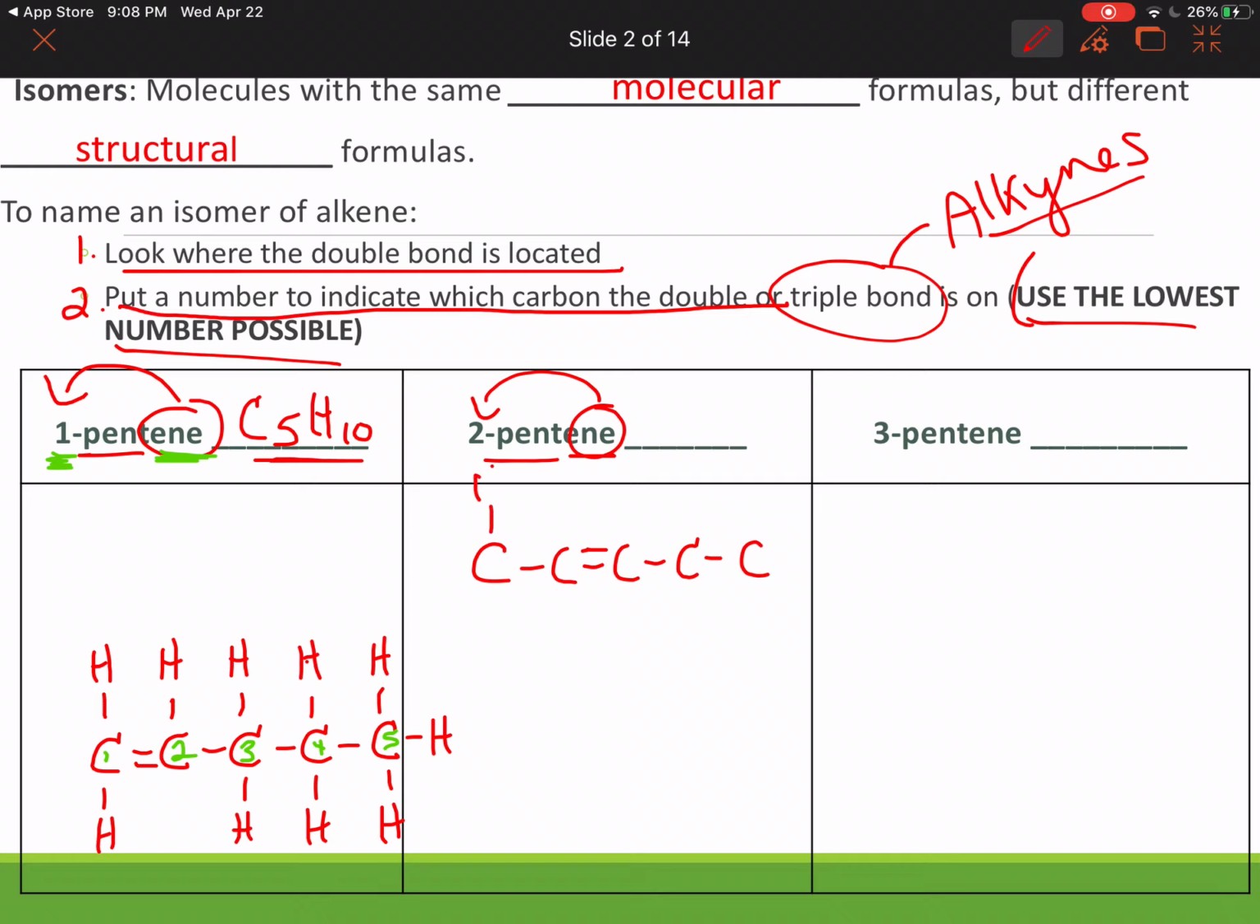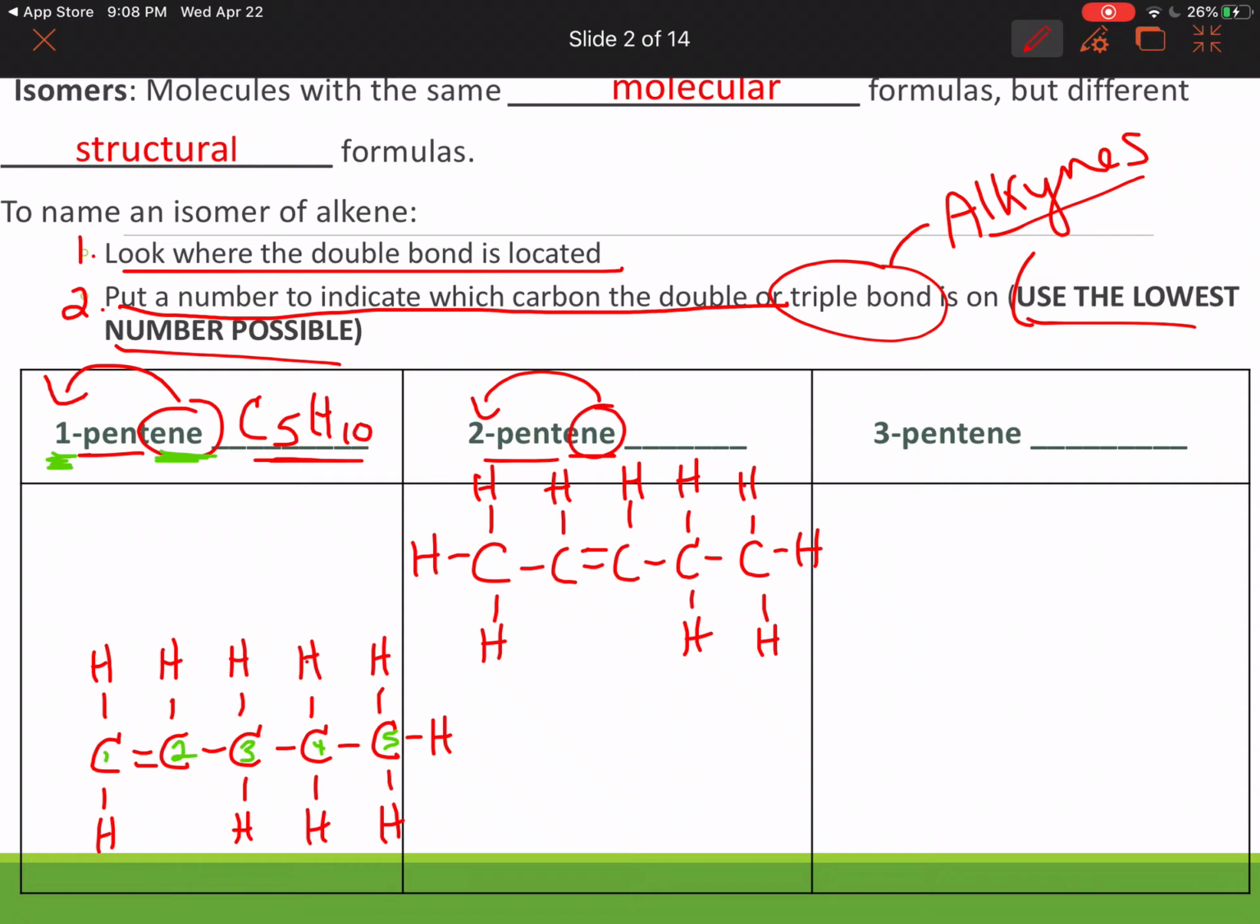So we have now hydrogens that we need to place. So this one needs 1, 2, 3. The second carbon already has 3, so we just need 1. This one has 3, so we just need 1. This one has 2, so we need 1, 2. And this one has 1, so we need 1, 2, 3. Okay. So that's what 2-pentene looks like.